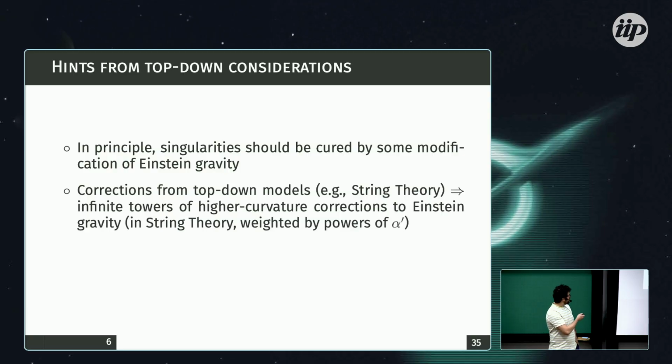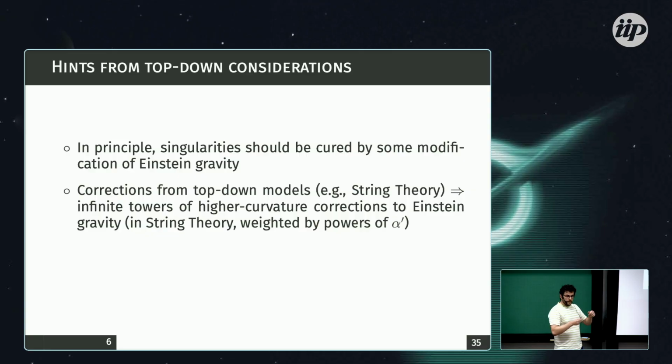One thing that string theory predicts is that we have infinite towers of higher curvature corrections that appear weighted by powers of alpha prime. It's related to the fact that strings have finite size. It's not a field theory. And then we have quantum corrections, okay?